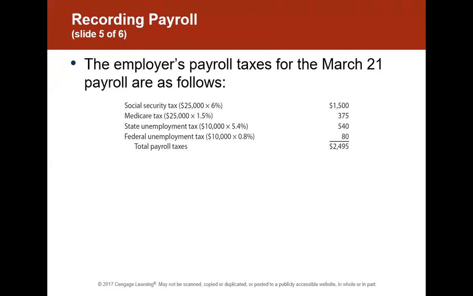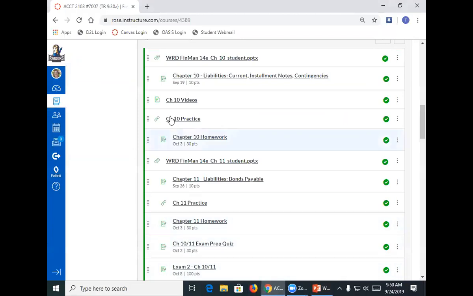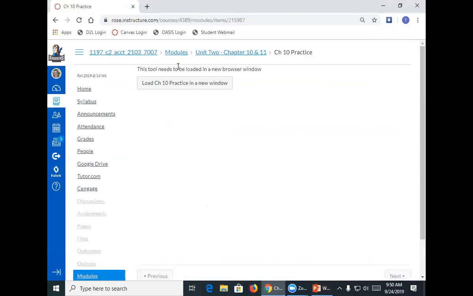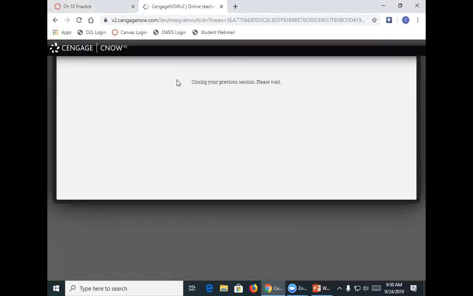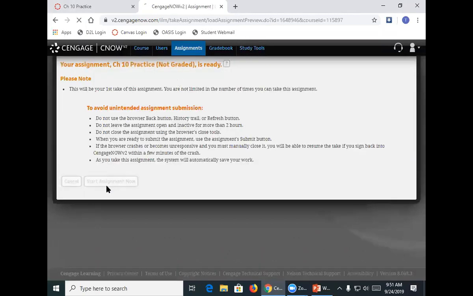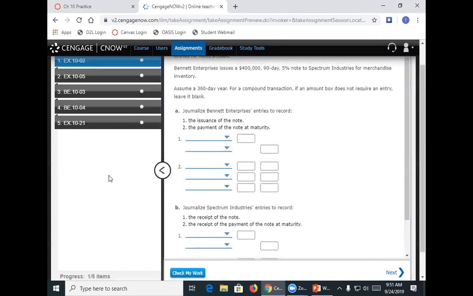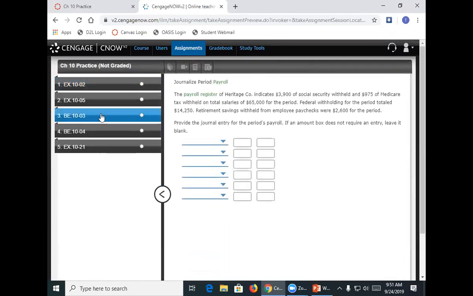Any other questions on payroll taxes so far? Okay, well, let's do an example. We had done one last week on the employee payroll. So I'm going to go back into that Chapter 10 practice, and we'll do an example on employer payroll tax liability. We are on number 4, the BE 10-4.